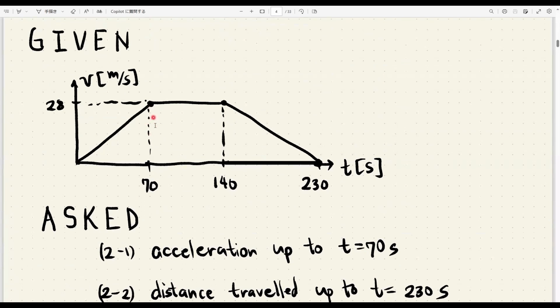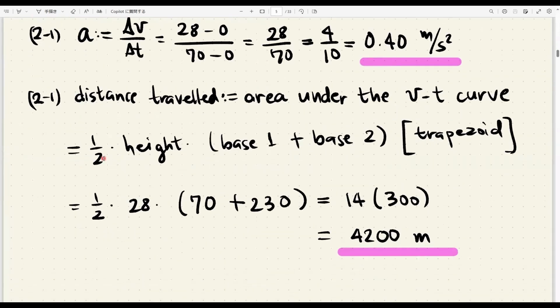So here we have the height is 28, because that goes from 0 to 28. And the length here is just, this is 70, and this is 140. So the length here is 70. And this is 0, this is 230. The length here is 230. So if we plug that in, we get 1/2 height times the sum of the lengths. So the height is 28, we said that, and 70 plus 230 is just 300. And so we have 14 times 300, which is 4,200 meters.